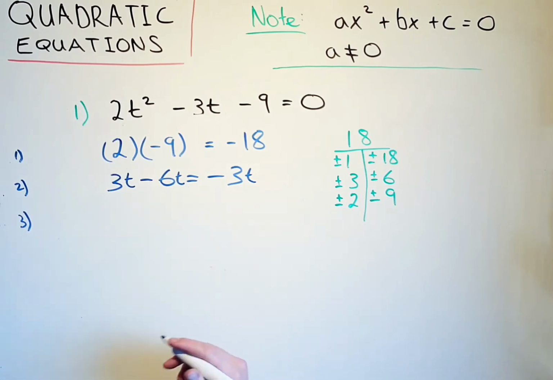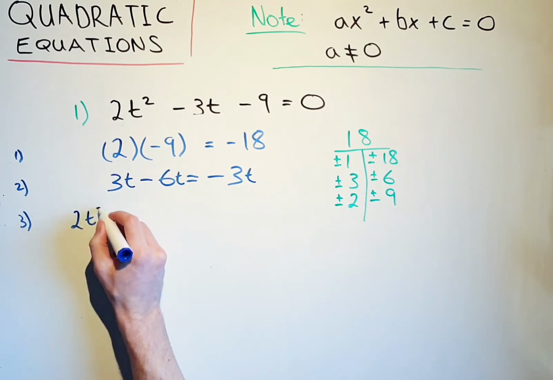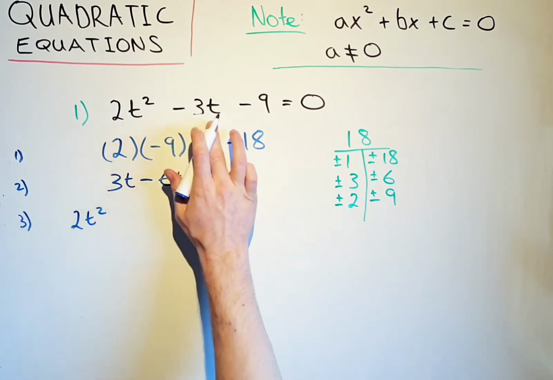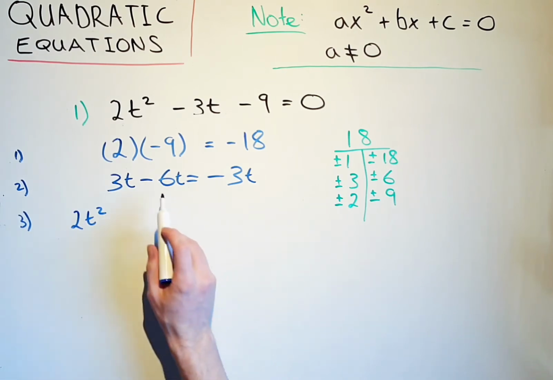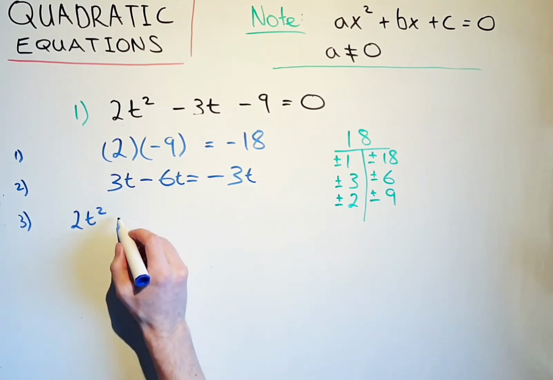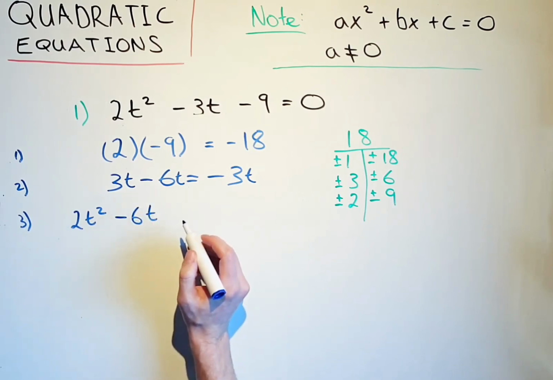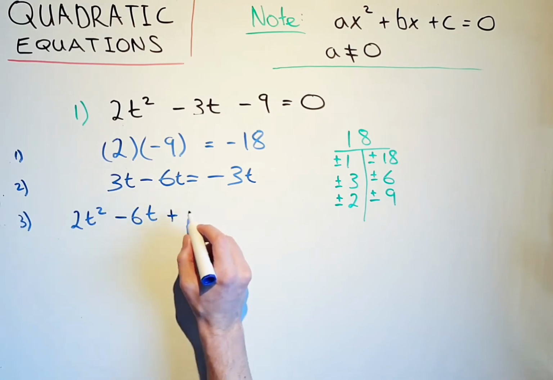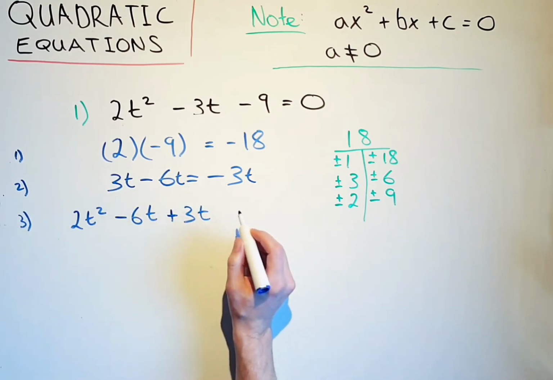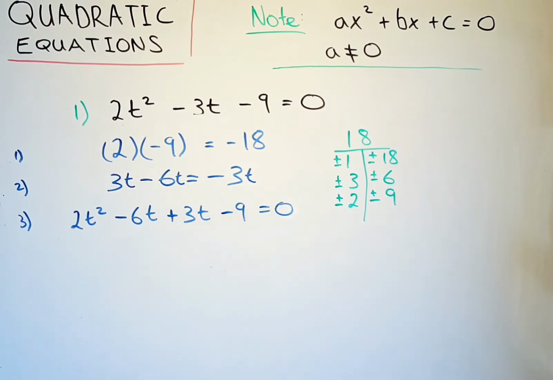So knowing that, we're going to rewrite the original quadratic. We're going to have a 2t squared. Now instead of writing a minus 3t, we're going to write this, but it's the same thing. So I'm actually going to put the 6 first for reasons you'll see. So minus 6t, and then we have a plus 3t, and then we can't forget our minus 9, and then the equal to 0.